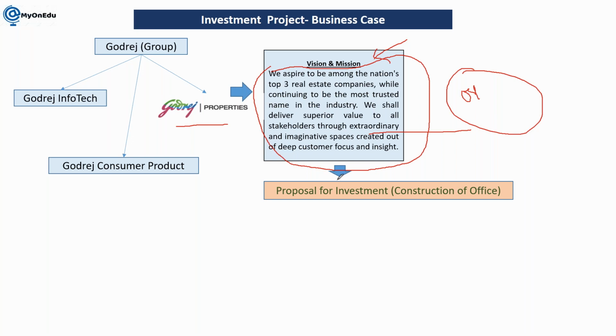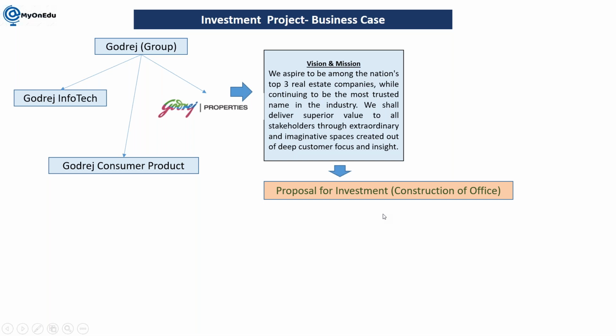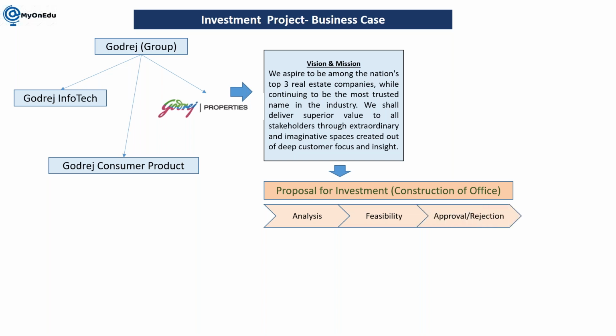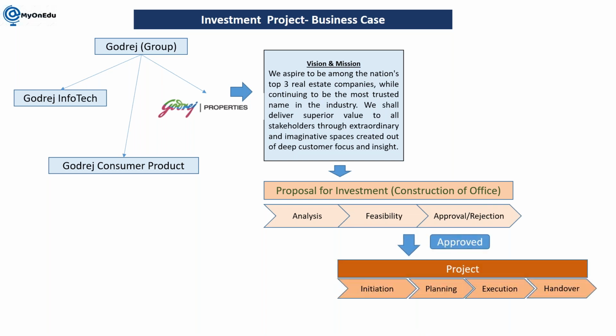To achieve it, we are creating one proposal, and when we create a proposal, it will have some proposal phases. For example, analysis: you need to analyze it and check the feasibility. If it is feasible to execute, then you will go for approval or rejection. If your proposal is approved, then it goes to project execution. Here the project will have some phases, let's say initiation, planning, execution, and handover.